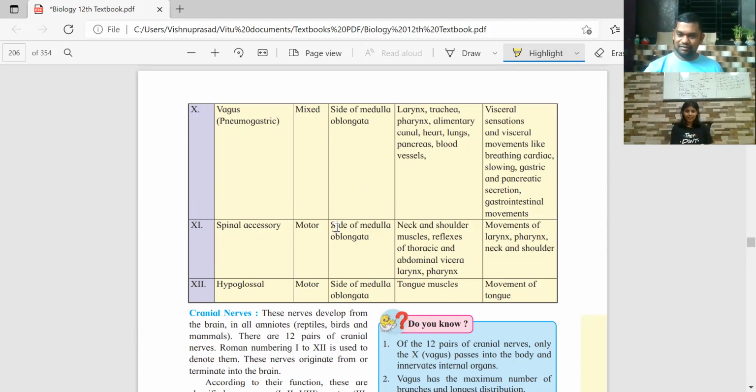Here, neck and shoulder muscles, spinal accessory. So if I tell you, nod your head, which nerve are you using? Spinal accessory. Whenever I ask you, please, have you done your homework, and you say no, so you are using which nerve? Spinal accessory.